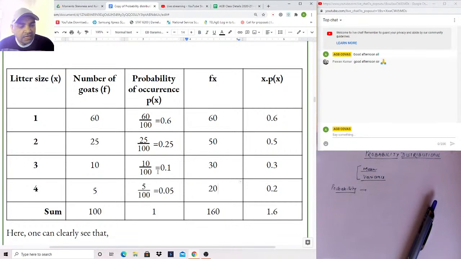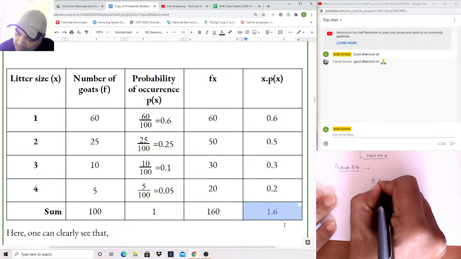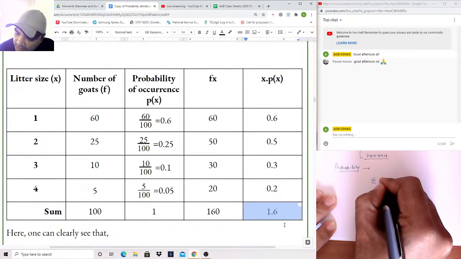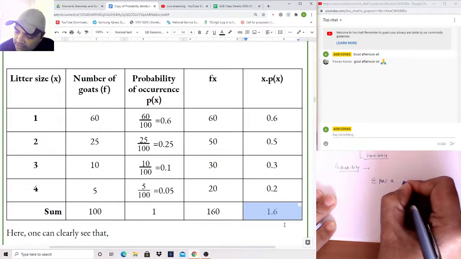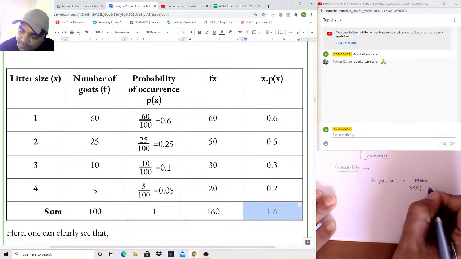And what this formula says is you have to multiply the value of x with the corresponding probability. So 0.6 into 1 is 0.6, then 0.25 into 2 is 0.5, then 0.1 into 3 is 0.3, then 0.05 into 4 is 0.2. If you sum these up, it comes out to be 1.6, which is your expectation. We have studied that sigma p(x) into x is equal to your mean, and it is denoted by E(x), the expectation of x.